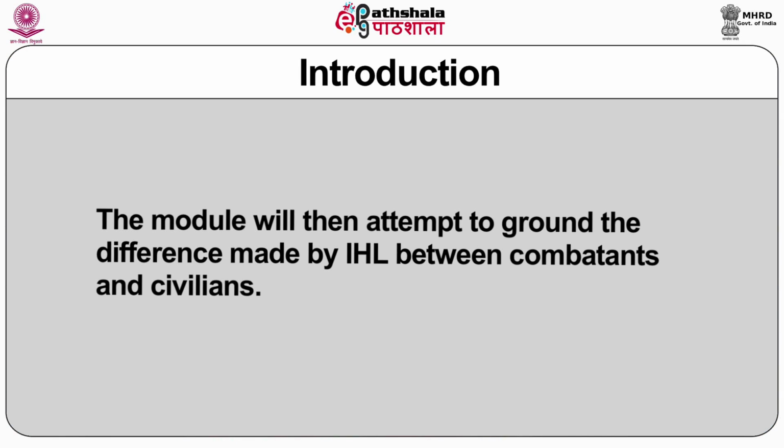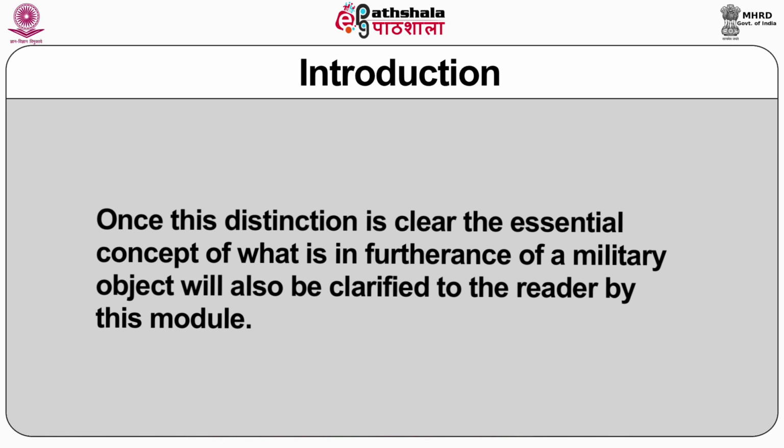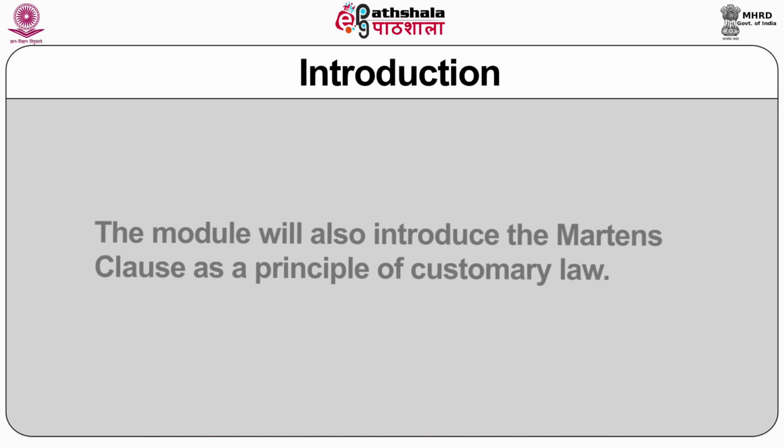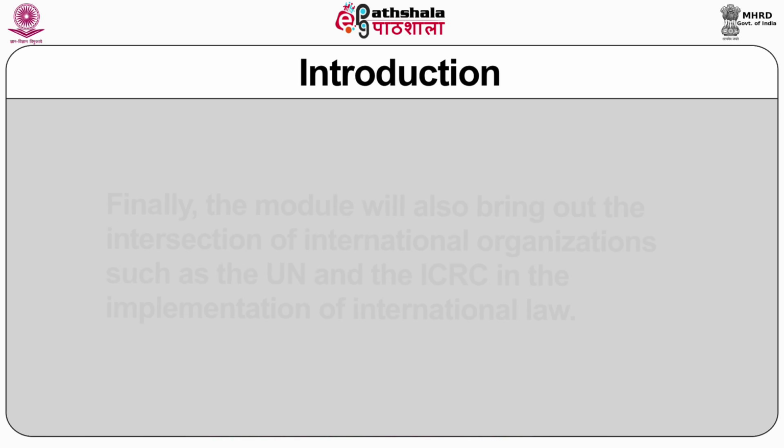The module will then attempt to ground the difference made by IHL between combatants and civilians. Once this distinction is clear, the essential concept of what is in furtherance of a military object will also be clarified to the reader by this module. In particular, this module will clarify what the Martens Clause is. The module will also introduce the Martens Clause as a principle of customary international law.